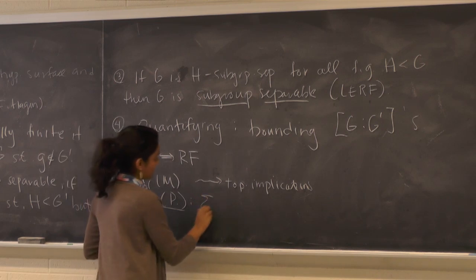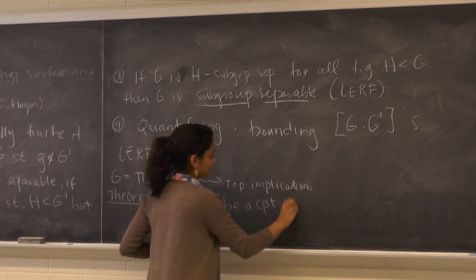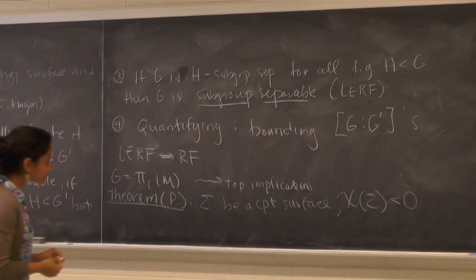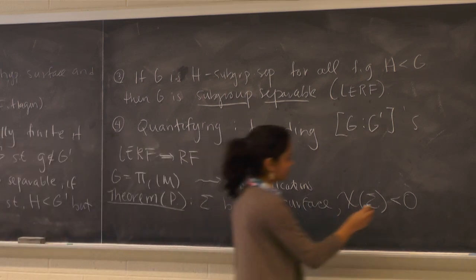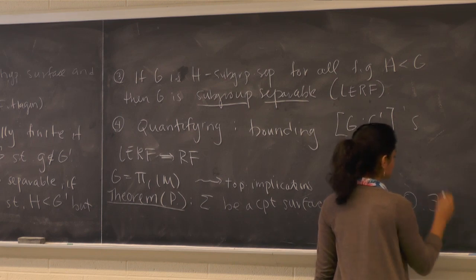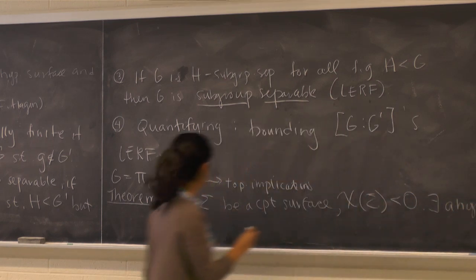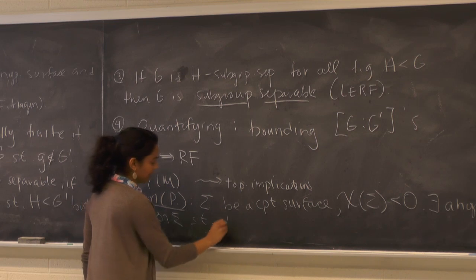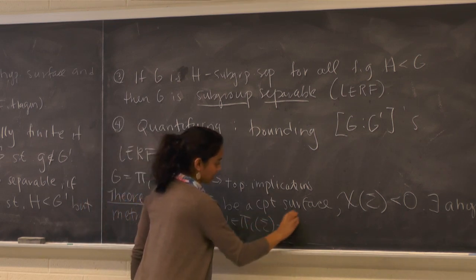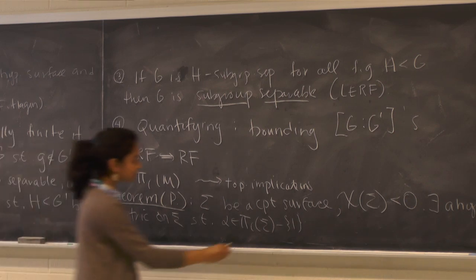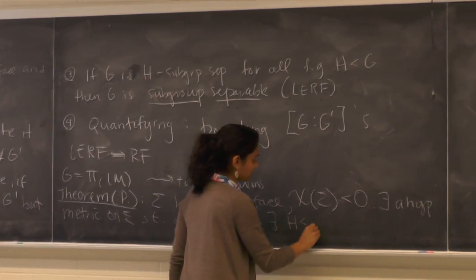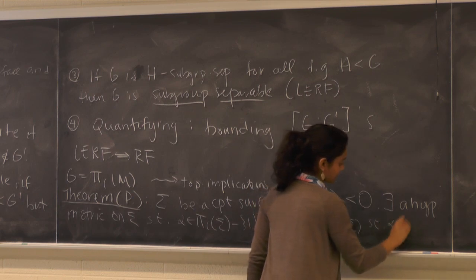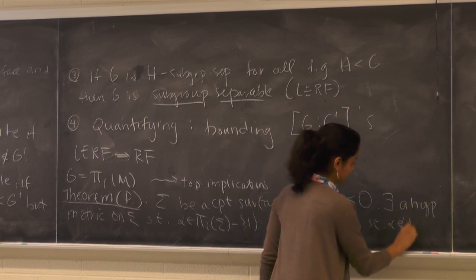I'm going to let sigma be a compact surface of negative Euler characteristic. We'll say there exists a hyperbolic metric on sigma such that if I take any non-trivial element alpha in the fundamental group, we can produce a finite index subgroup H missing alpha. Oh, sorry, alpha is not in H.